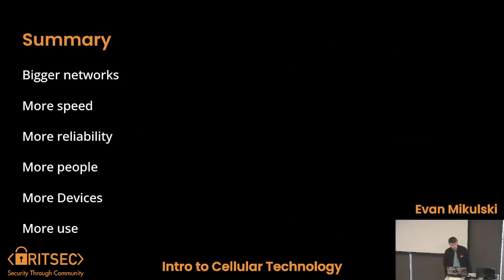So, summary. Every generation going forward has been a push for more people, more speed, more reliability, more use. It's just been a push to improve the capacity and the ability of these cell networks. That's all these generations leading up to this have created: bigger and better networks for all the tech we're trying to put on them.